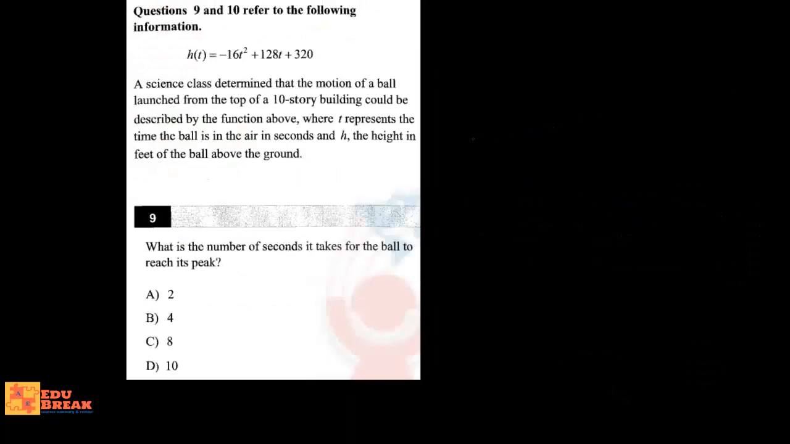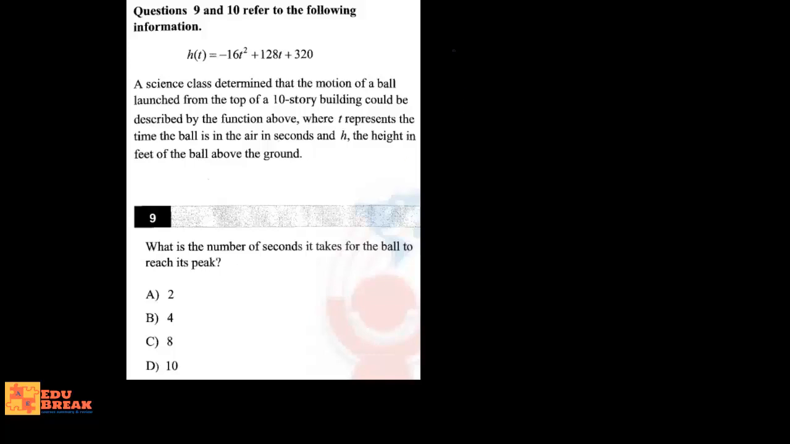Okay, we have h of t equals negative 16t squared plus 128t plus 320. A science class determined that the motion of a ball launched from the top of a 10-story building could be described by the function above, where t represents the time the ball is in the air in seconds, and h is the height. Okay, what is the number of seconds it takes for the ball to reach its maximum?